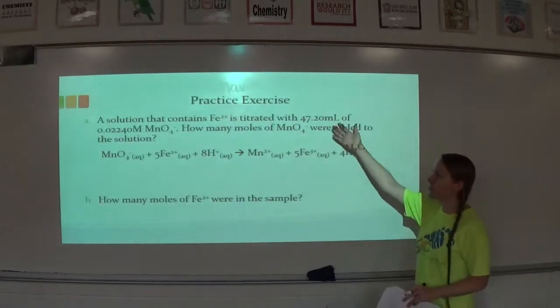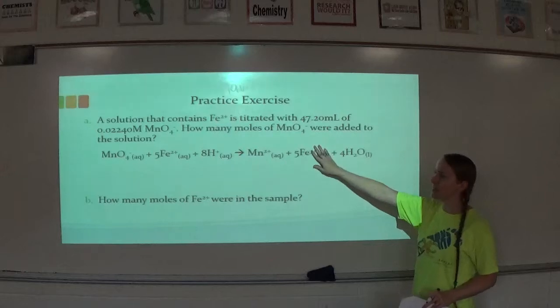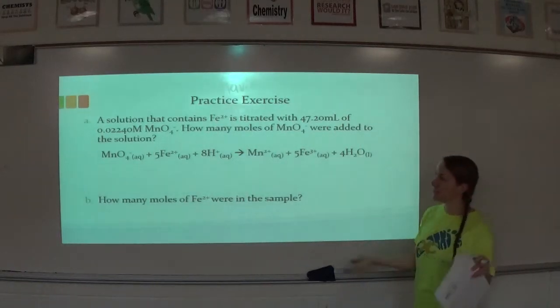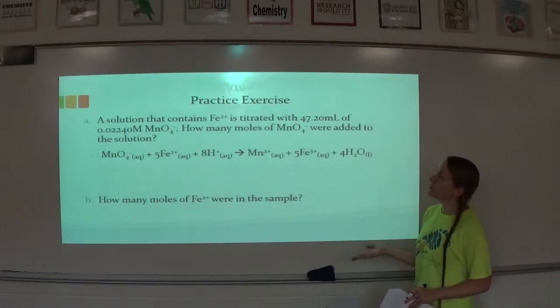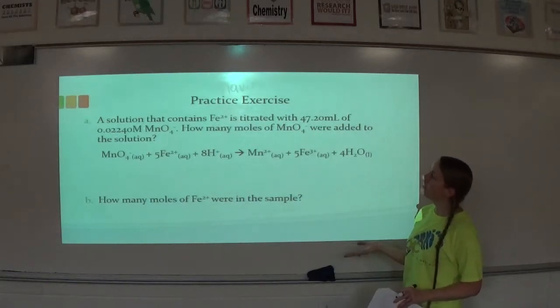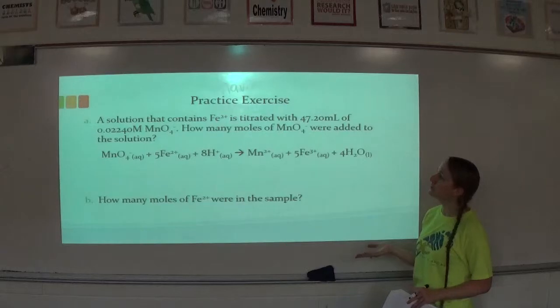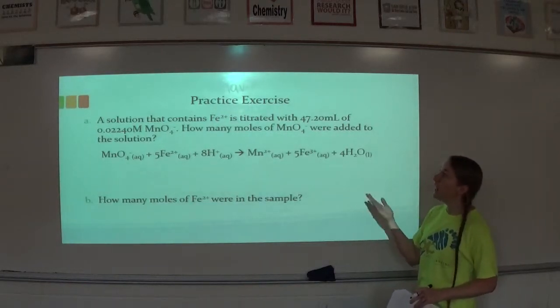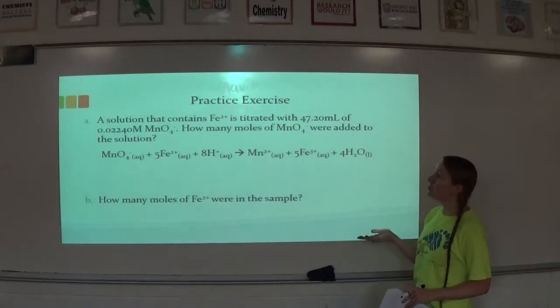All right, so you try this one. Maybe pause it. Don't let this long reaction scare you. It's going to be similar to the previous one. So pause it, try it, and let's look at it together. It says a solution that contains iron is titrated with 47.2 milliliters of 0.0224 molar permanganate. How many moles of permanganate were added to the solution?